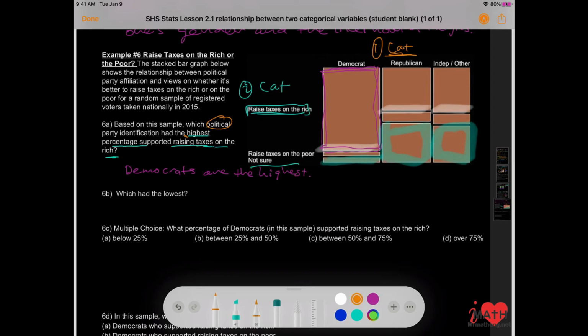Okay, which one had the lowest for raising taxes on the rich? I think this rectangle is smaller than the Independent, just by a little bit. So I'm going to write Republicans are the lowest. Again, all it is about is just the size of the bar chart almost.